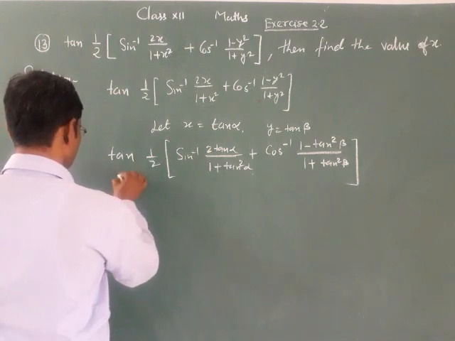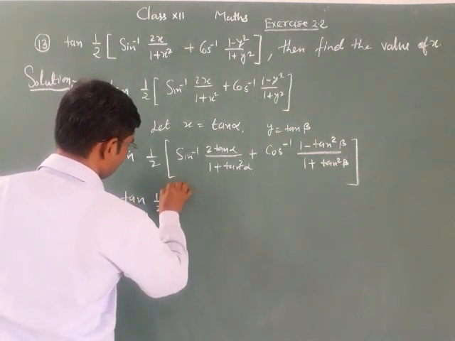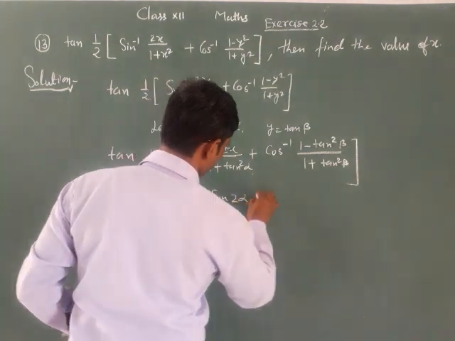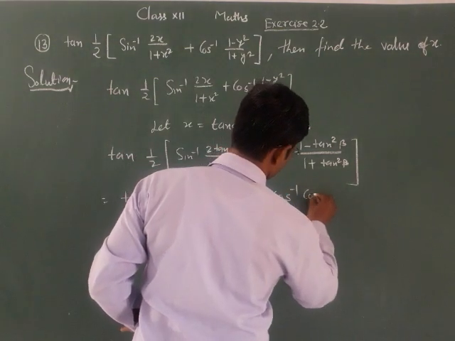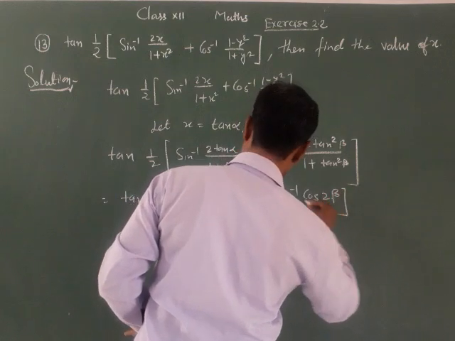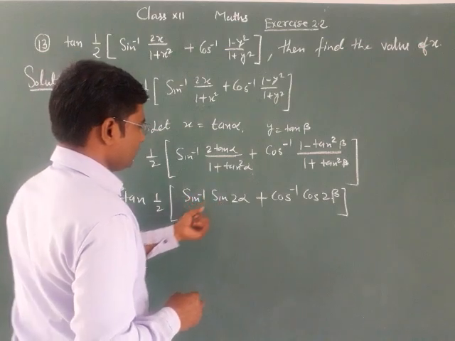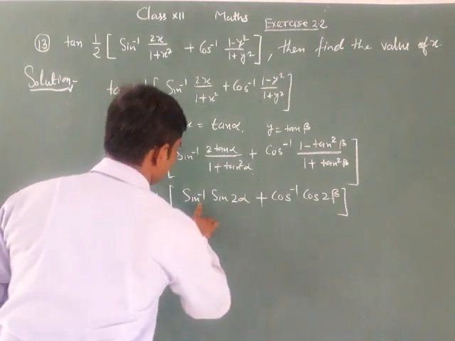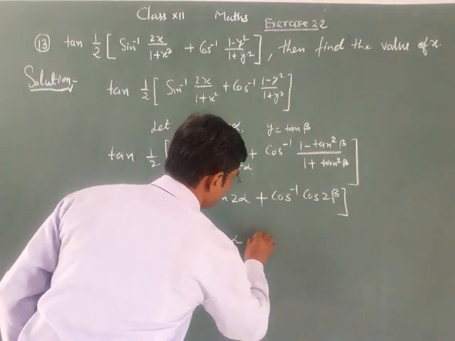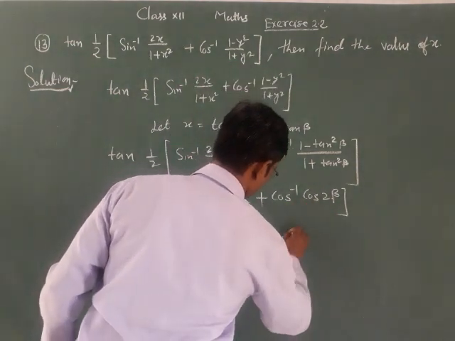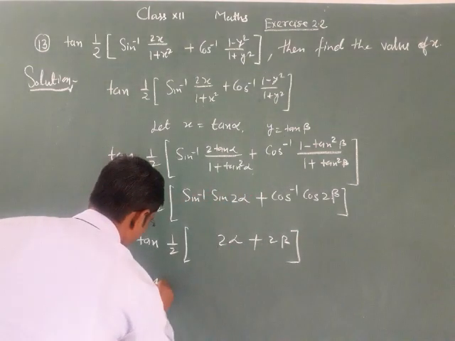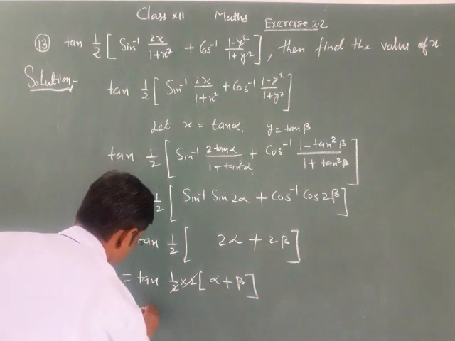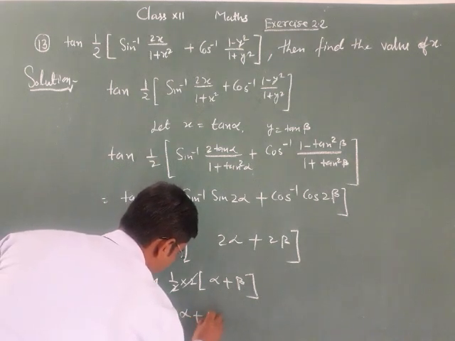So now tan (1/2)(sin⁻¹ sin 2α + cos⁻¹ cos 2β). Since sin⁻¹ sin cancels out, we get 2α, plus cos⁻¹ cos cancels out, 2β. So take 2 common: tan (1/2) × 2(α + β). The 2 cancels out, so tan(α + β).